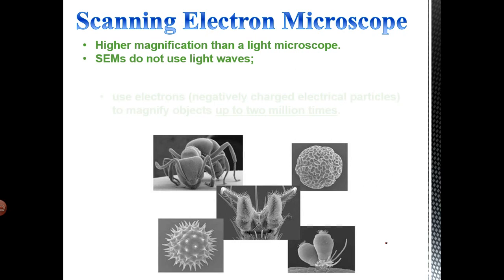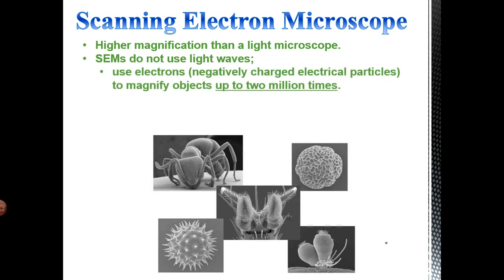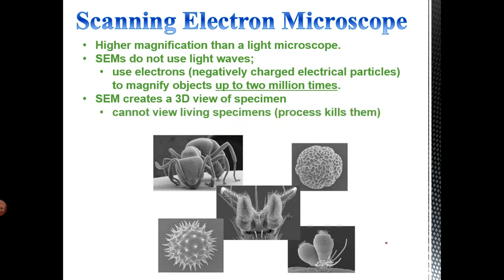Scanning electron microscopes have much higher magnification than light microscopes. They don't use light waves, instead they use electrons, which are negatively charged electrical particles, to magnify objects up to 2 million times bigger than what they actually are. You can see the SEM, or the scanning electron microscope, creates a 3D image of the specimen, but unfortunately, because of the process that is required to put the object into the machine, you can't view anything that's living. The process that's required will kill the object. With a light microscope, either a stereoscope or a regular light microscope, you can view things that are actually alive and moving.